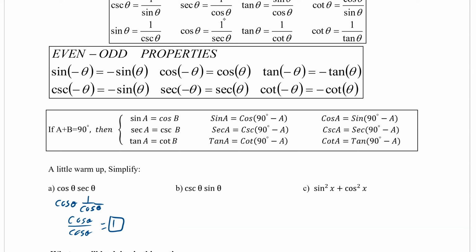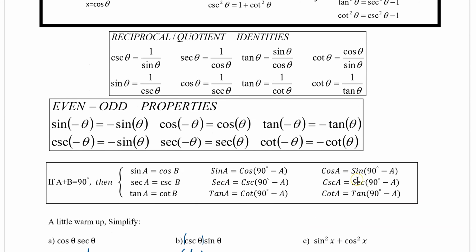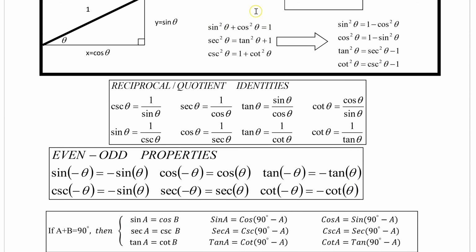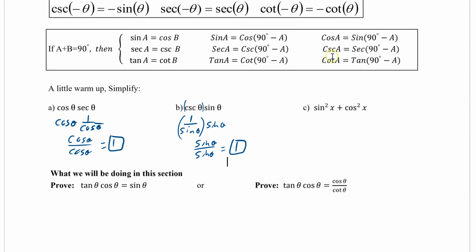And we can do the same thing here. Cosecant is 1 over sine theta, so we're just replacing the cosecant with the sine, 1 over sine. And then again, this becomes sine theta over sine theta, which is also 1. So you're just replacing. And anytime you see sine squared plus cosine squared, that is our most favorite one, because sine squared plus cosine squared is 1.